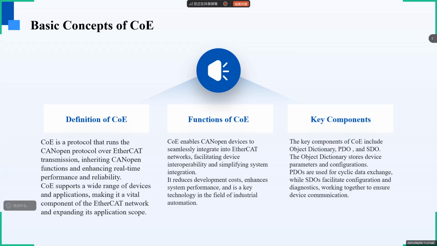This combination preserves the CANopen object dictionary model and inherits the high bandwidth and real-time capabilities of EtherCAT. CoE allows CANopen devices to seamlessly connect to an EtherCAT network, achieving device interoperability and simplifying system integration. It also reduces development costs and improves system performance. It is an important technology in industrial automation.